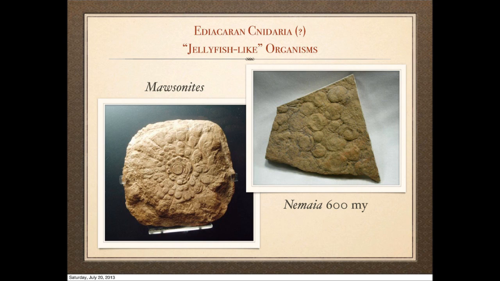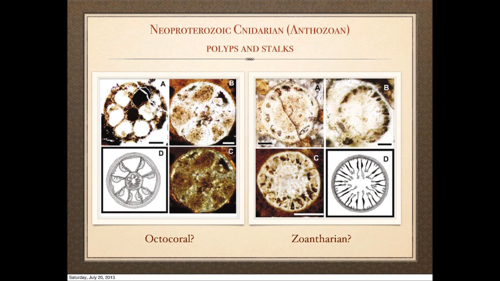And these are jellyfish-like organisms from the very early Ediacaran that probably were not polyps like we think of jellyfish today, but were probably attached to the seafloor in kind of an upside-down position. But they are at least jellyfish-like in their anatomy. We also have anthozoans.